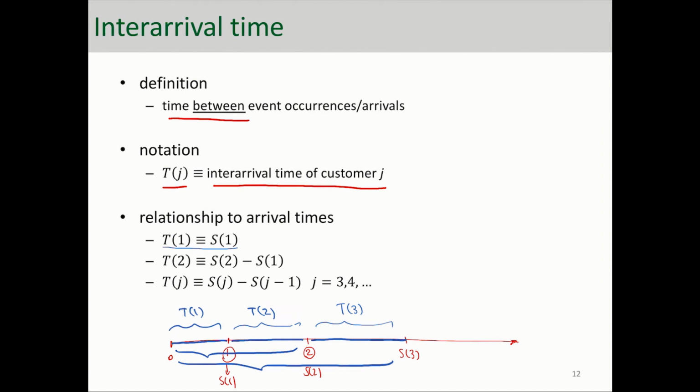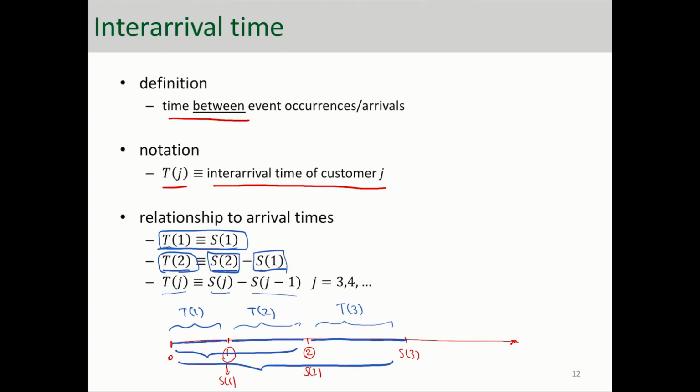So the relationship between S and T, arrival time and inter-arrival time, is that each inter-arrival time, let's say T of 2, is S of 2 minus S of 1. Arrival time of the second customer minus arrival time of the first customer is the inter-arrival time between the first and second. So we can put that in a more generic format. T of J is S of J minus S of J minus 1. So the first inter-arrival time and the arrival time are the same, and from there, each inter-arrival time is a difference between arrival times.